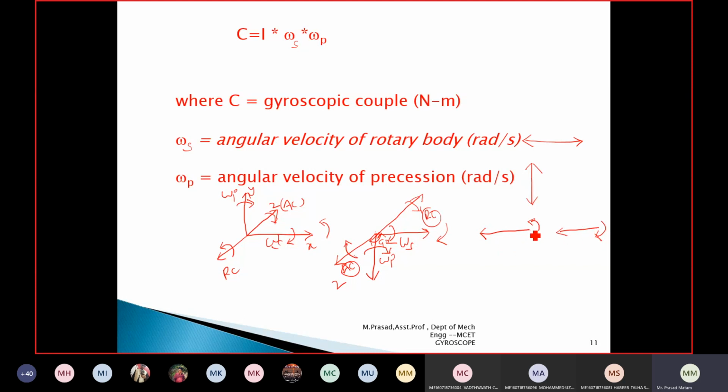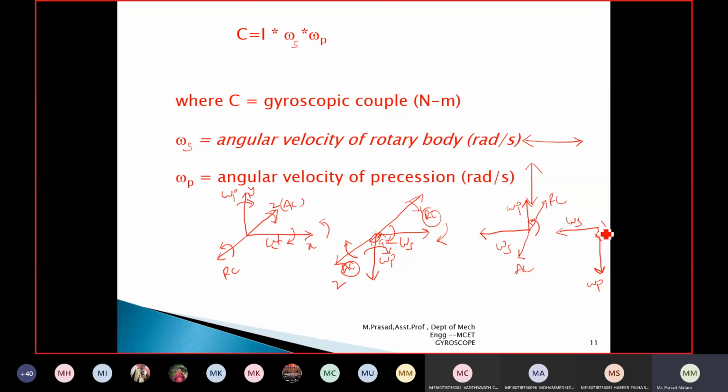If you take a left turn, this is the position where I am getting the precession vector. Now this is the position where I am getting the precession vector. This is the spin vector. This is the precession vector. For the spin vector, again rotate the spin vector by an angle of 90 degrees. You will get the active couple here. Opposite to this, you are getting the reactive couple.